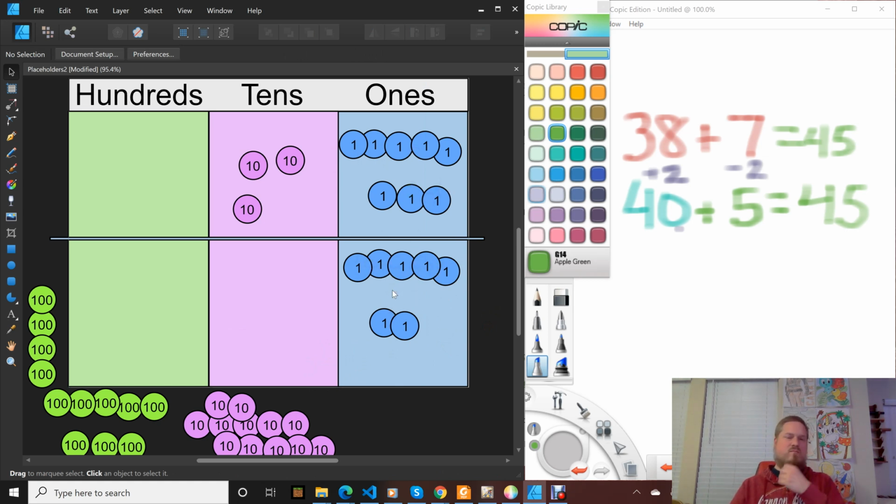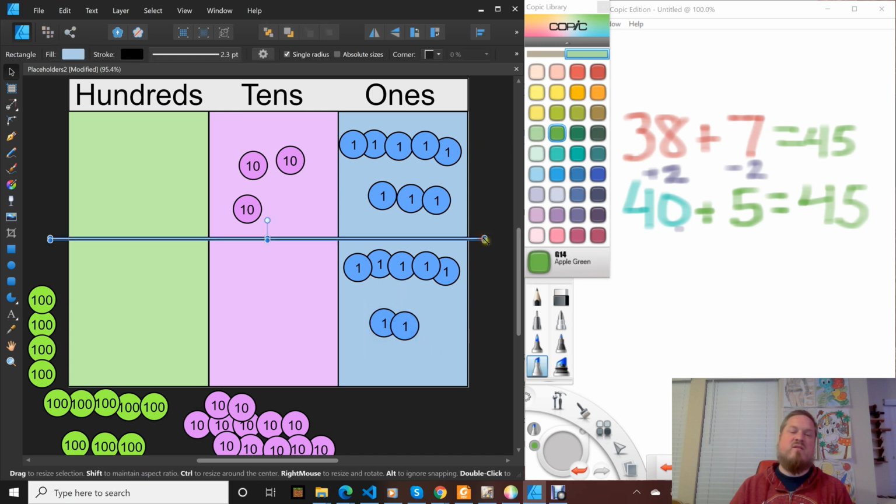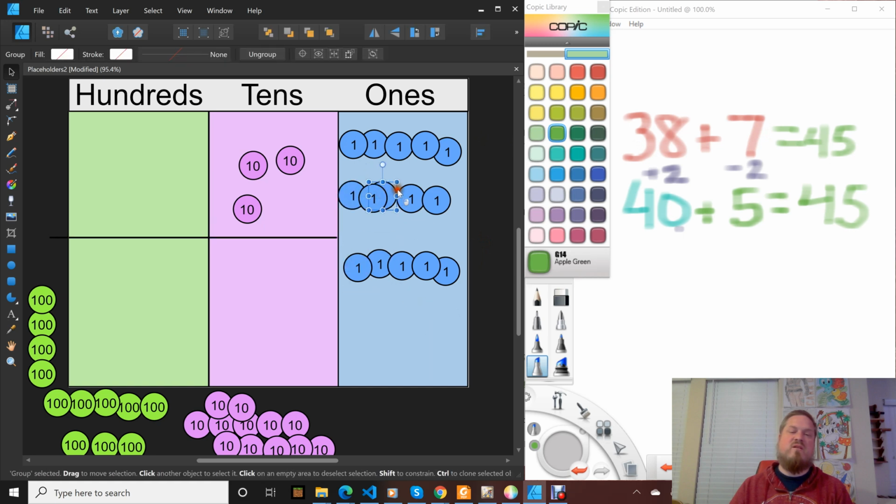So here's what they're saying. When we take 38 plus 7, you want to get 38 to 40 to make it easier. 1, 2, 3, 4, 5, 6, 7, 8. Well, since we're doing adding, just share these with up here. Now you have 1, 2, 3, 4, 5, 6, 7, 8, 9, 10. All right? You have 10.